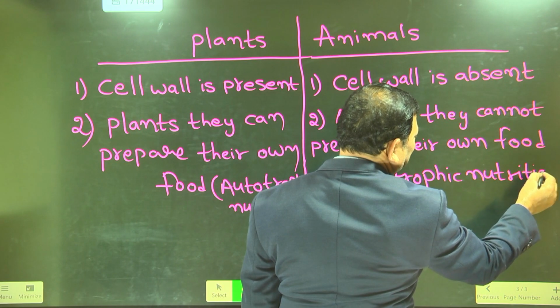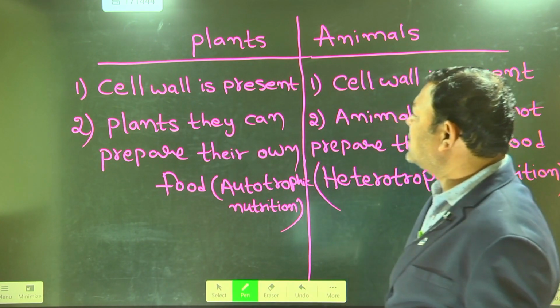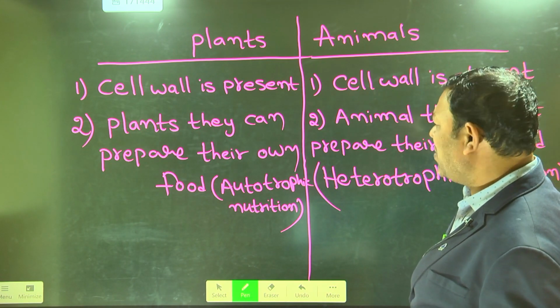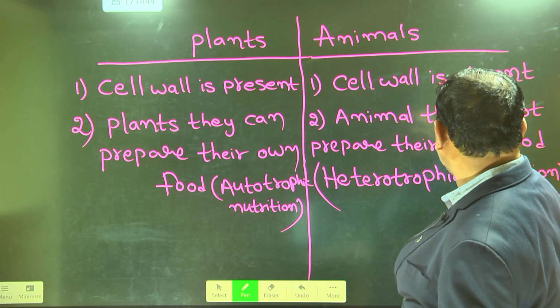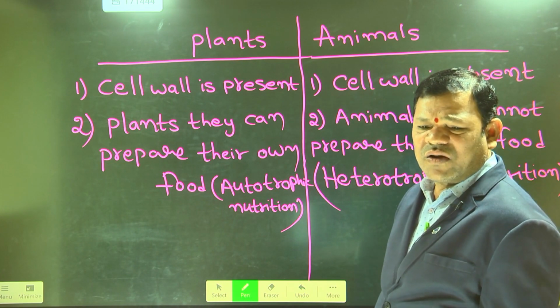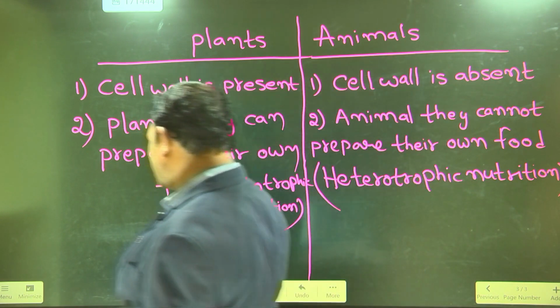This is the second point. The cell wall is present in plants and absent in animals. Plants can prepare their own food; animals cannot. All plants are autotrophic, and all animals are heterotrophic.